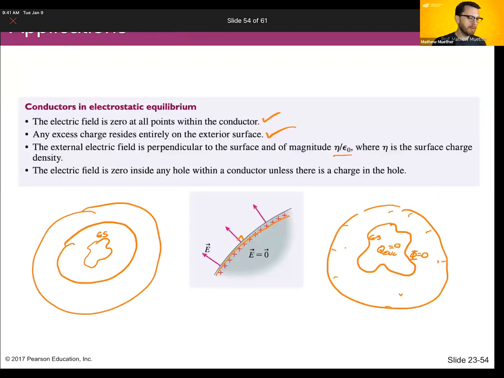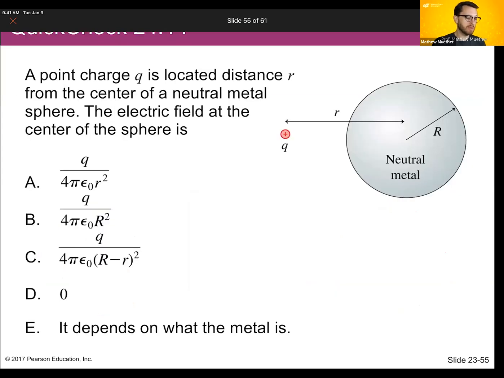Okay. If we flip back a slide, this says that the electric field is 0 at all points within the conductor, right? And that's just a statement about the electric field always. So the answer here is 0, right? Just following along with the rules about conductors that we saw before. I have a conductor, conducting material. The electric field is always 0 inside of that conductor.